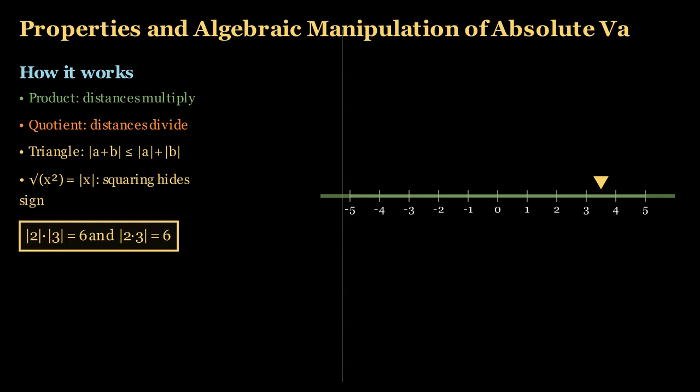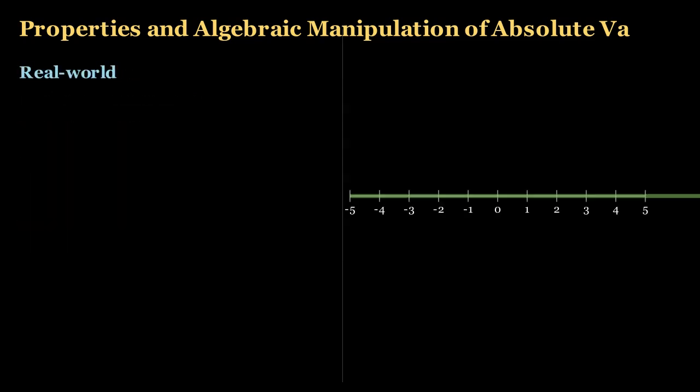Now we use the distance meaning from earlier in this lesson. This says the distance between x and 1 is 4. So x can be 4 units to the right of 1, giving 5, or 4 units to the left of 1, giving -3. Both work.